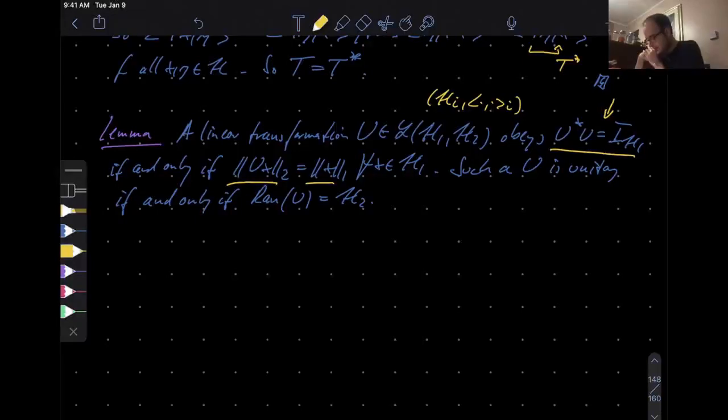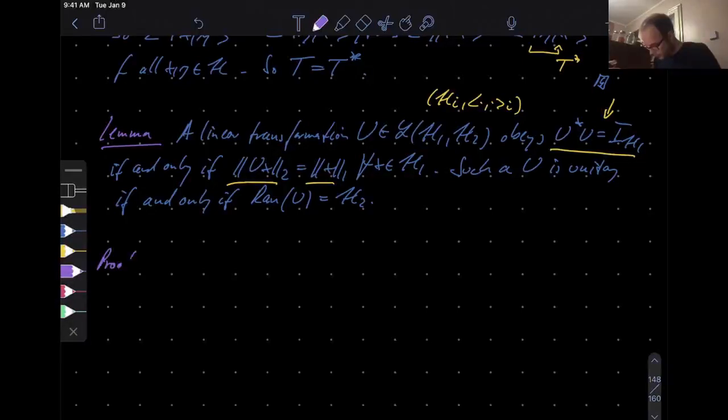And it says here such a u is unitary if and only if it is surjective. Alright, so this will be a little helper, because once we have this helper, we don't need to check anymore both of these equalities, u star u is identity and u u star is identity. One will be enough, plus the fact that we're dealing with a surjective linear transformation. Alright, so let's do it.